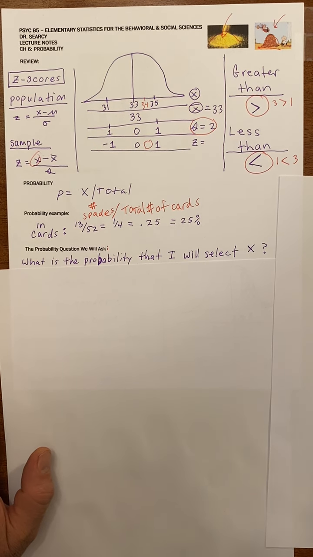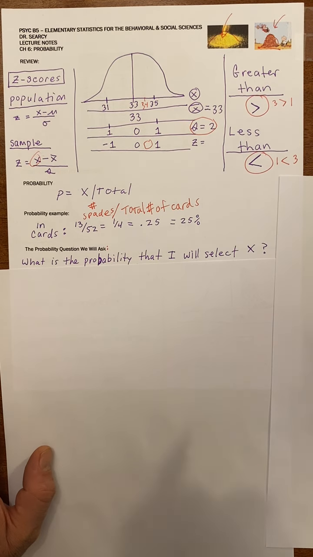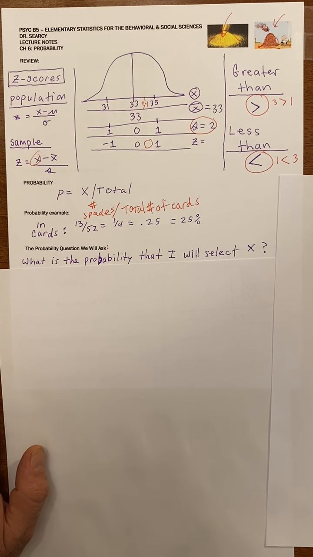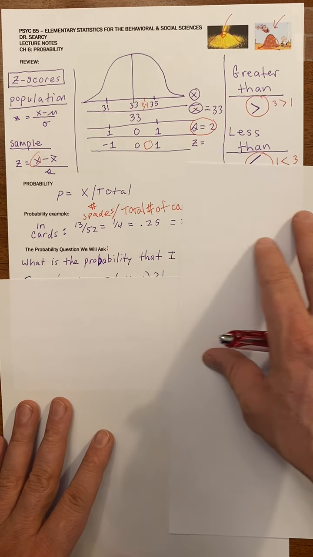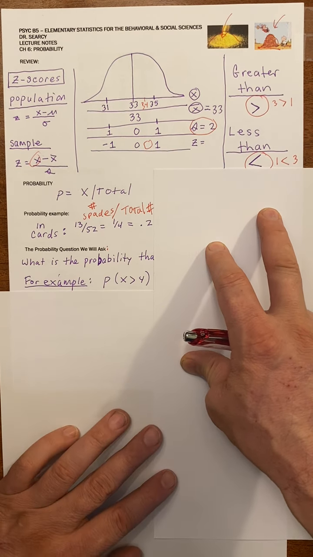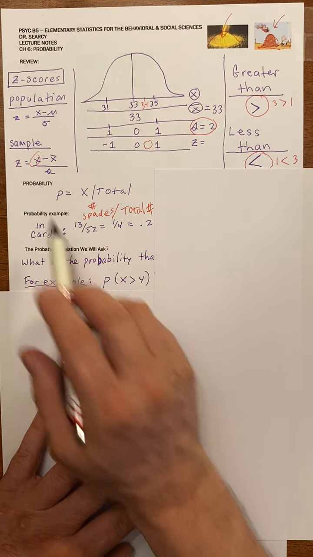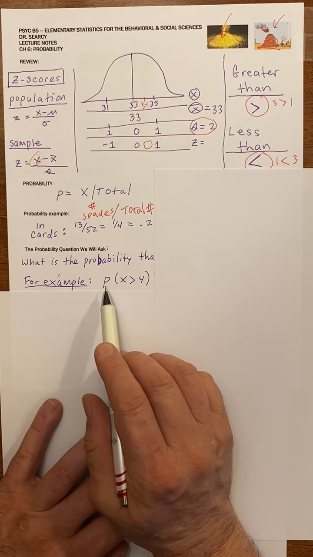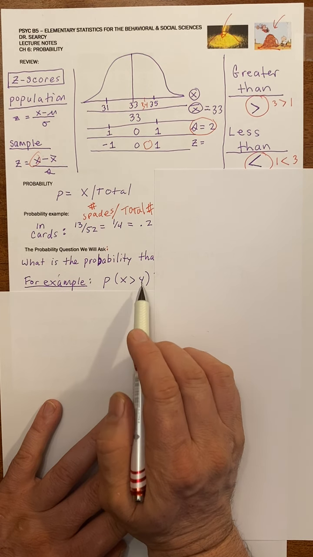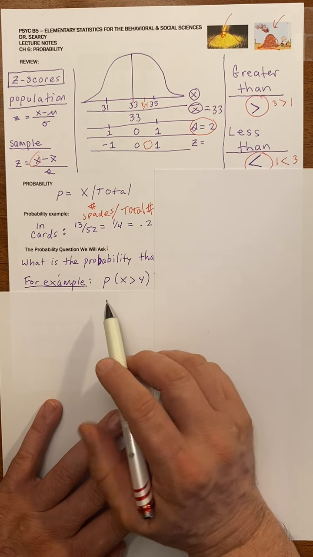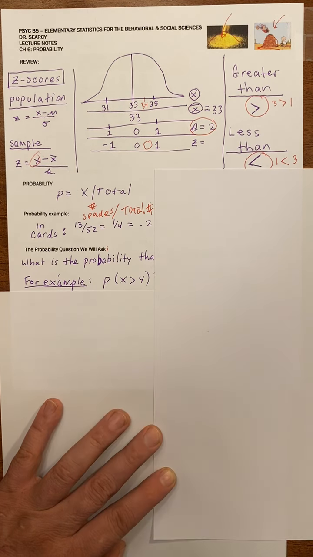So what is the probability that I'm going to get a hold of some data, pull one X value out of that data, and it's going to be a specific X? One way that you're going to see that kind of question being asked in the chapter is like this. For example, P represents probability. So this is asking, what is the probability that I'm going to pull out a specific X, and it's going to look like this? What does look like this mean? What is the probability that I'm going to pull out an X that is greater than 4?